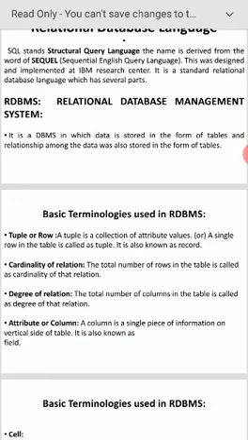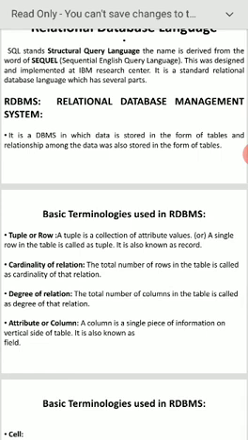Attribute or column. A column is a single piece of information on the vertical side of a table. It is known as a field. Generally we can say field. In RDBMS or DBMS, it is called attribute or column or domain. 1, 2, A, B, 5,000, 10,000. These are all fields. There are 3 fields.